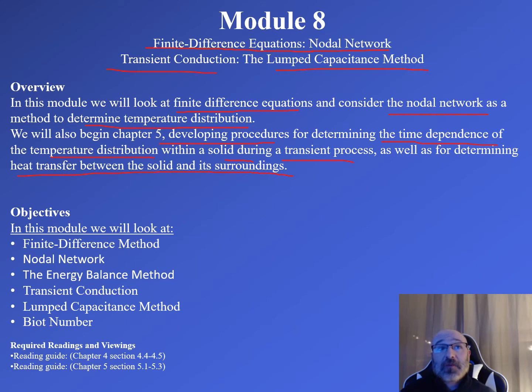So some objectives within this module here. We'll be taking a look at our finite difference method, talking about our nodal network, going through our energy balance method, looking at transient conduction and specifically our lumped capacitance method, and ending with our Biot numbers. Now as this relates back to our textbook, this goes with our reading guide. For Chapter 4, we'll be looking at sections 4.4 and 4.5. And for Chapter 5, if we start that chapter, it's going to be looking at sections 5.1 through 5.3.